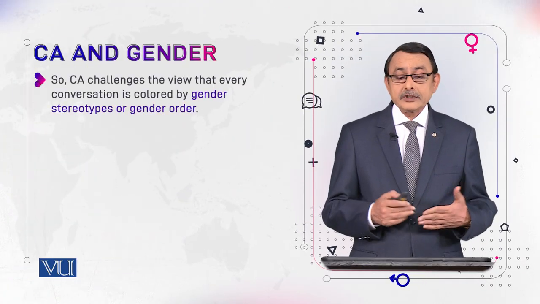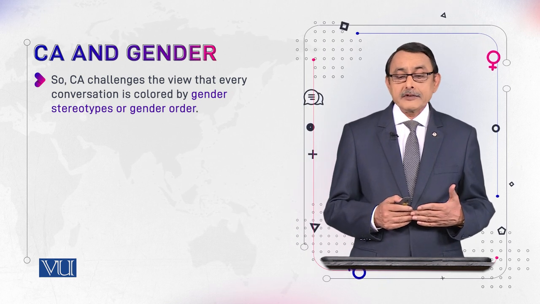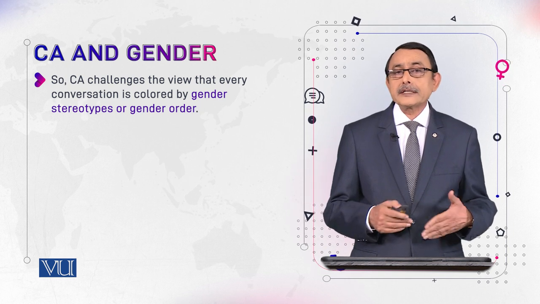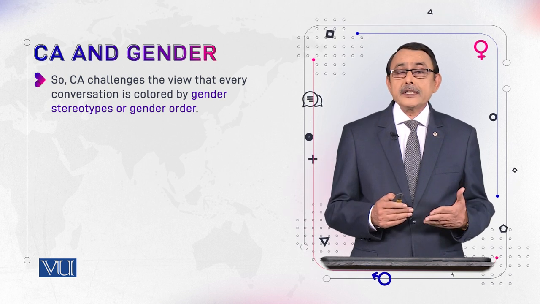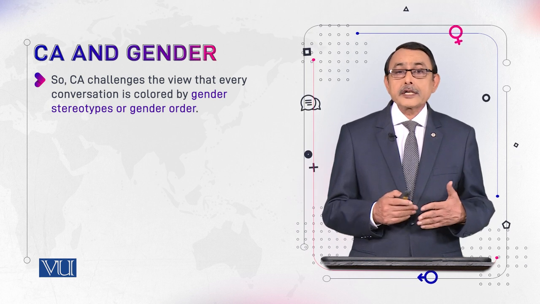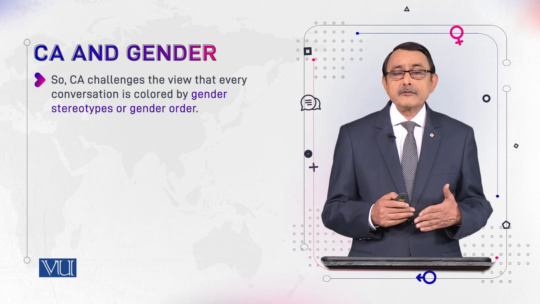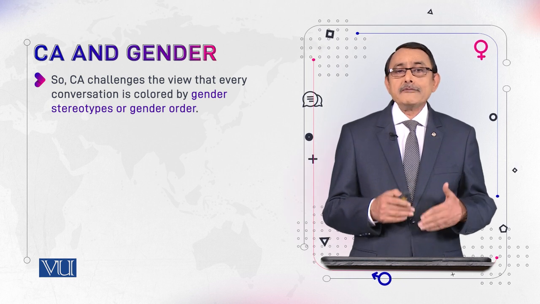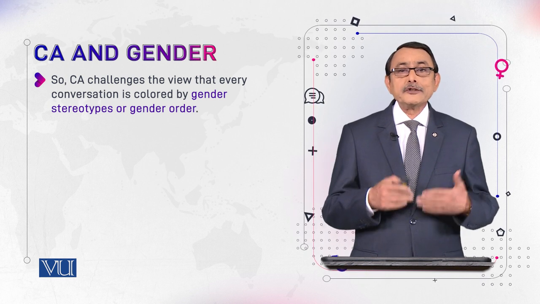But before that, we know CA challenges the view that every conversation is colored by gender, our stereotypes, our gender order. From this, gender is involved only when it is noticed. It is explicitly involved. Otherwise, it has no role. So it shows one thing that is very important, that we should never approach every conversation from the point of view of gender or from gender stereotypes.